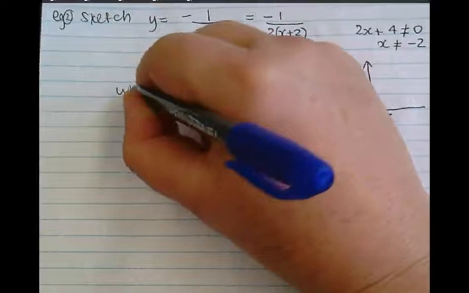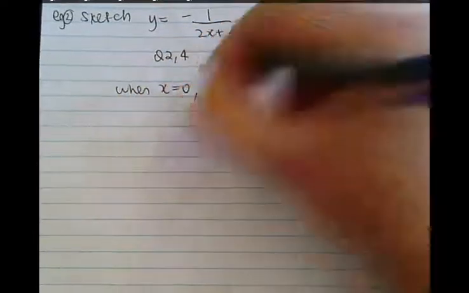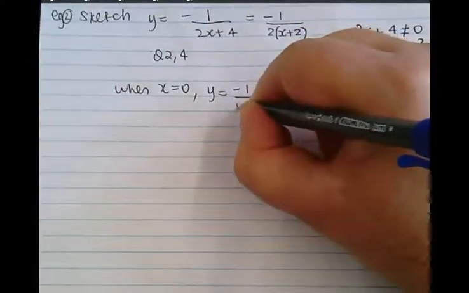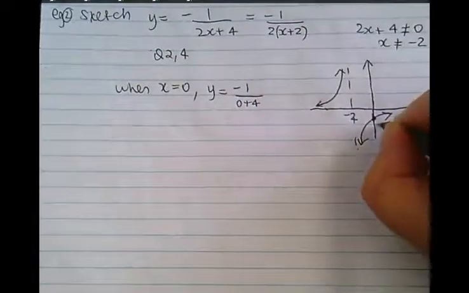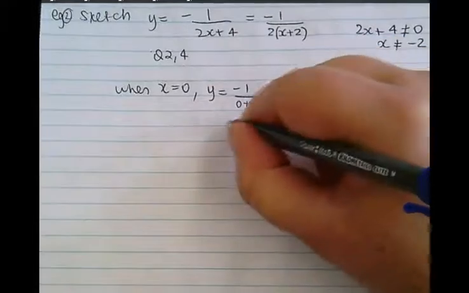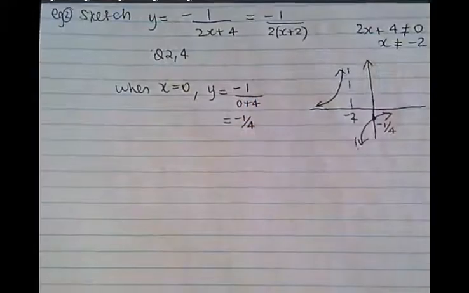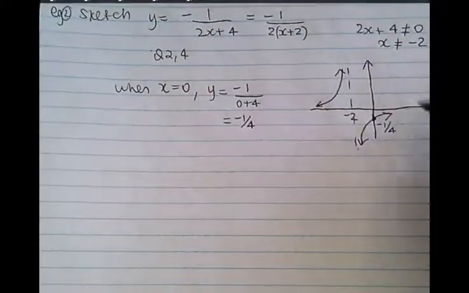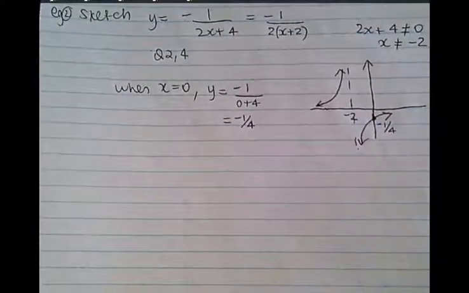So when x is 0, y is negative 1 over 0 plus 4, which is, isn't it negative a quarter? So that's your y-intercept, negative a quarter. I know it's not drawn to scale, it doesn't matter. As long as I don't have little markings everywhere, it doesn't matter if it's not to scale.